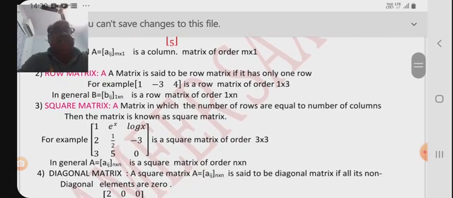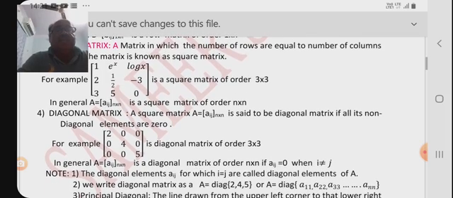Our third matrix is a square matrix. नाम से ही जैसे लगता है, स्क्वायर मैट्रिक्स वो मैट्रिक्स होती है जिसमें रोज और कॉलम के नंबर बराबर हों. A matrix in which the number of rows is equal to the number of columns is said to be square matrix. The example on your screen is a square matrix of order 3 into 3. इसमें 3 रो हैं और 3 कॉलम हैं. In general, A equals to Aij n into n is a square matrix of order n into n.